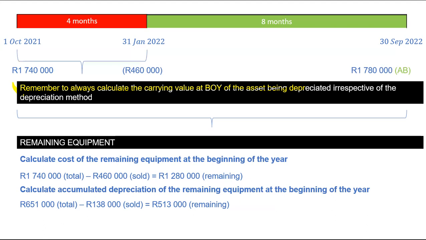All right. So I'm going to use the reverse method here. I'm going to take 1,780,000, add 460,000, and then minus 1,740,000. It will give me 500,000. That is the cost price. You only use the cost price here because you are not given carrying values. You are only given the cost price. We good?